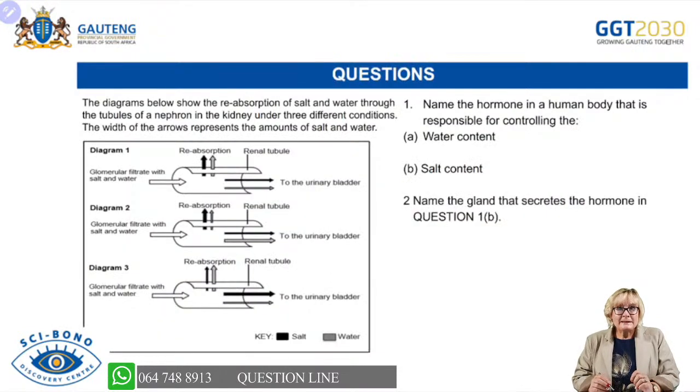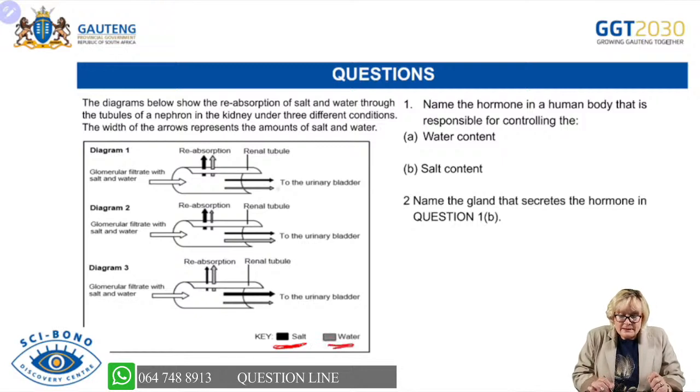All right, let's quickly look at a question. The diagrams below show the reabsorption of salt and water through the tubules of a nephron in the kidney under 3 different conditions. The width of the arrows represents the amount of salt and water. So don't look at the questions. Let's first look at the diagram. The very dark arrows are the salt, and the lighter arrows are the water. All right, let's see here. Can you see here they're more or less the same?